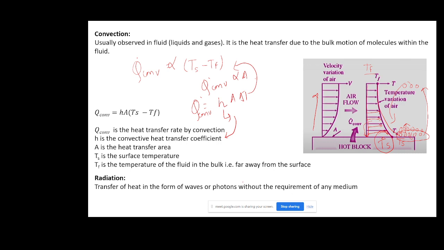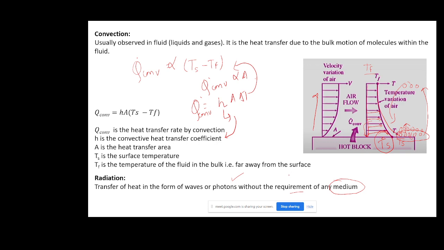Now another form of transfer of energy can occur in the form of radiation, where the heat is transferred in the form of photons or waves. So the more the temperature, the more energy the photons have, and the more radiation will be transferred. For photons to transfer, we do not require any medium. So radiation does not require any medium to transfer.